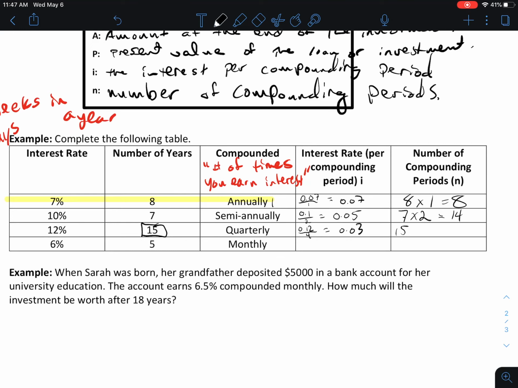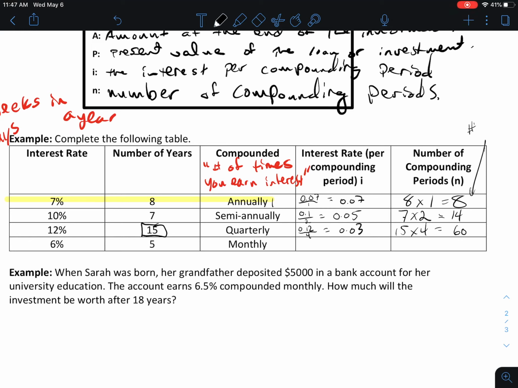And then how long is it in there? Well, it's in there for 15 years. How many times is it going to be compounded every year? 4. So you multiply by 4. And so you're going to get 60 times you're going to earn interest.